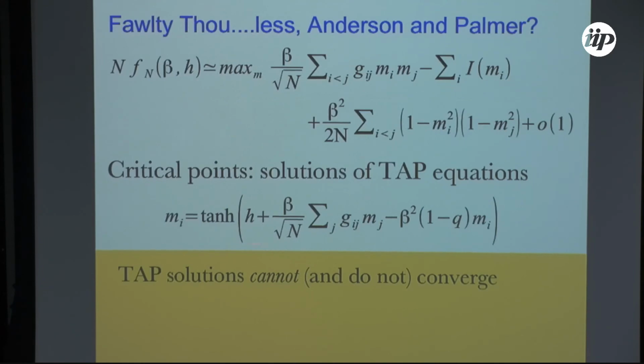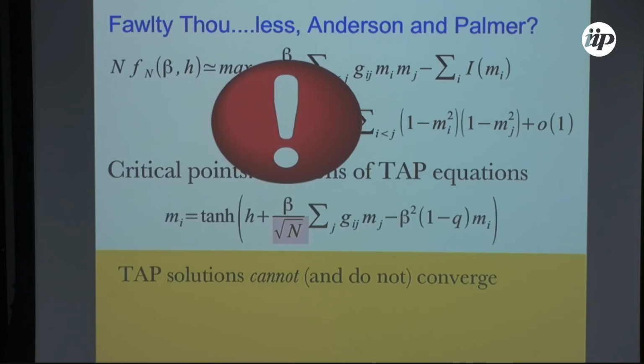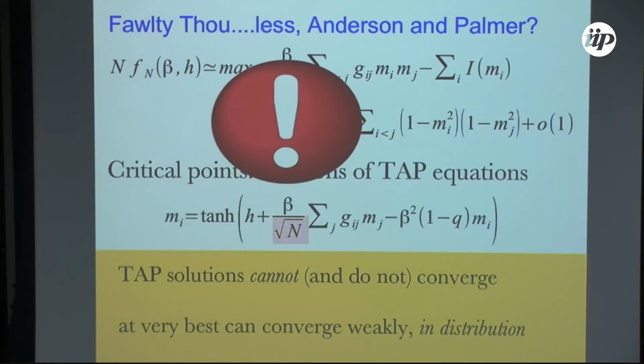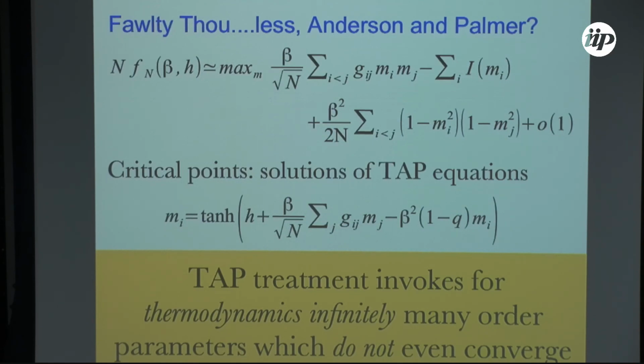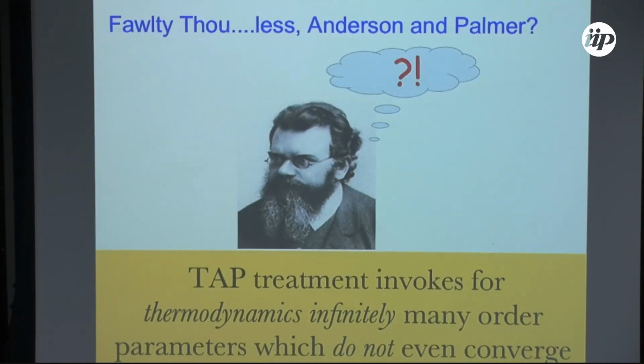Because if you look at the order parameters, which are the TAP solutions, they cannot and do not converge because of this normalization. Again, it was the original problem: this normalization is not strong enough to have P almost sure convergence, convergence which is independent of the disorder. So they can converge weakly in distribution. But the free energy is converging almost surely, which is a way stronger statement. So in other words, the TAP treatment invokes for the thermodynamics infinitely many order parameters which do not even converge. And this is weird. You can reread this sentence and you will realize. In fact, I think Boltzmann would be puzzled by this. If he read something like this, he would say, this is probably not the way to use my theory.